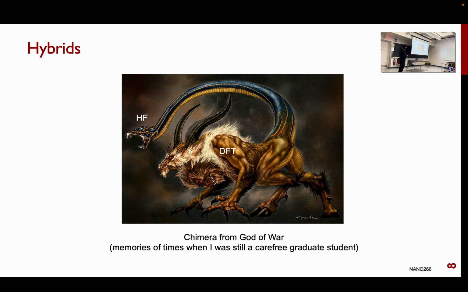So when you combine Hartree-Fock and the density functional theory functionals, one question is, of course, what's the ratio of the Hartree-Fock and DFT?